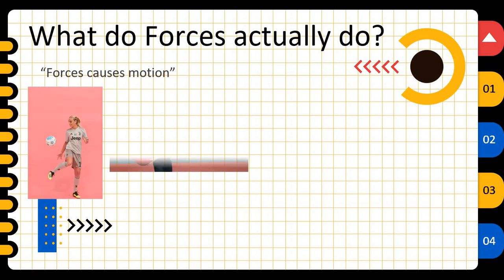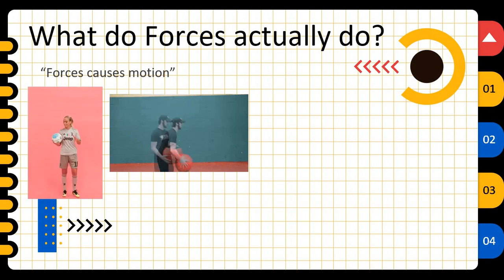Aside from that, this could also be a great example. The man tosses the ball towards the wall, so he exerts a force on the ball. Therefore, the ball is in motion towards the wall. Alright, so yeah, forces do cause motion.